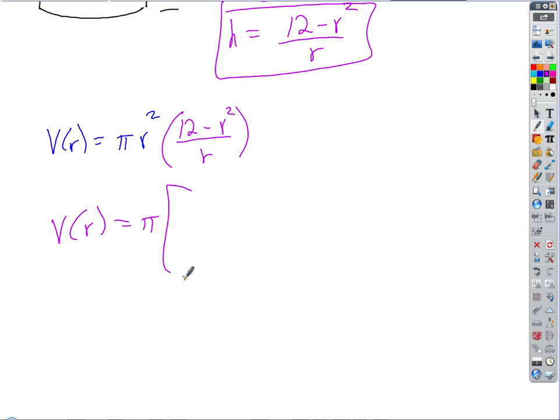12r squared over r is going to be what? 12r minus r cubed, right? r to the fourth over r is r cubed.